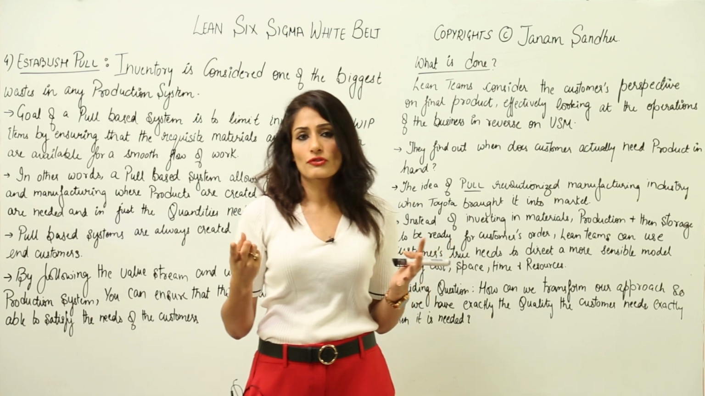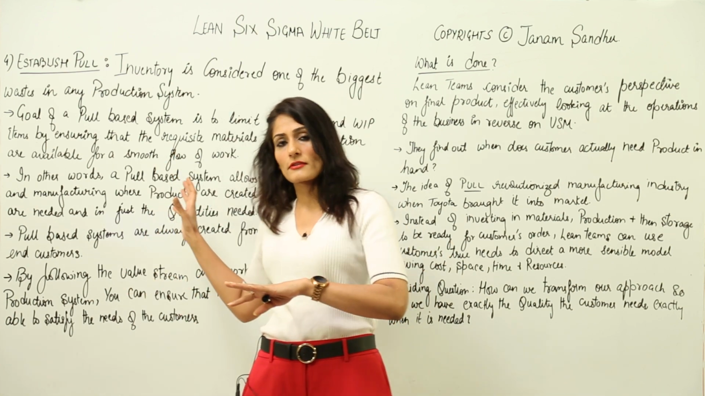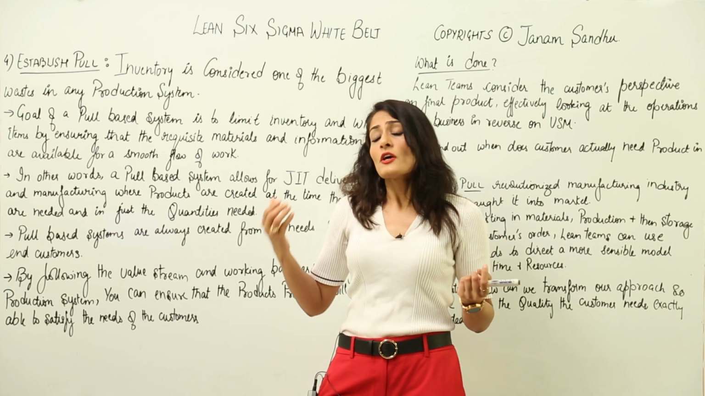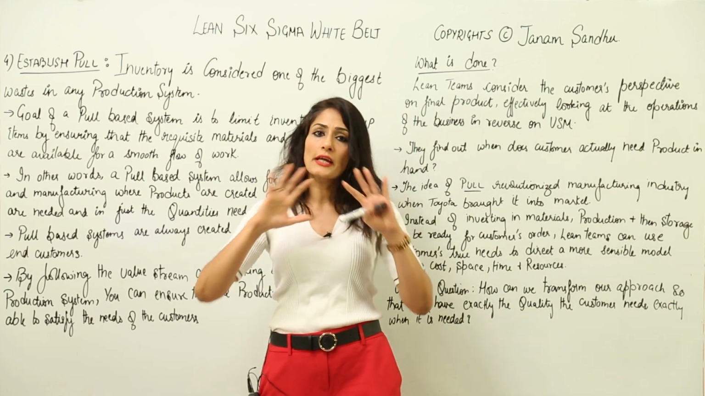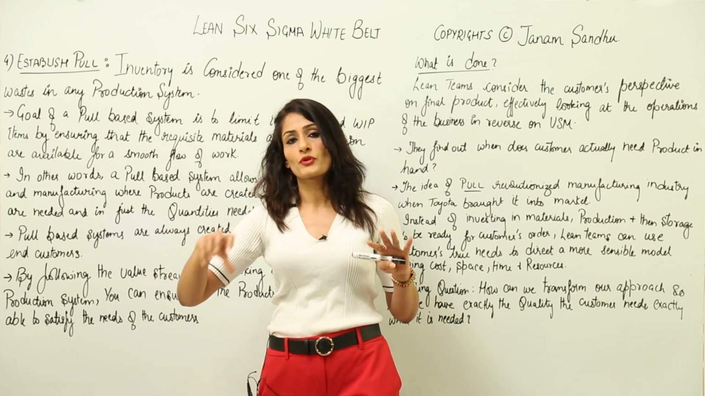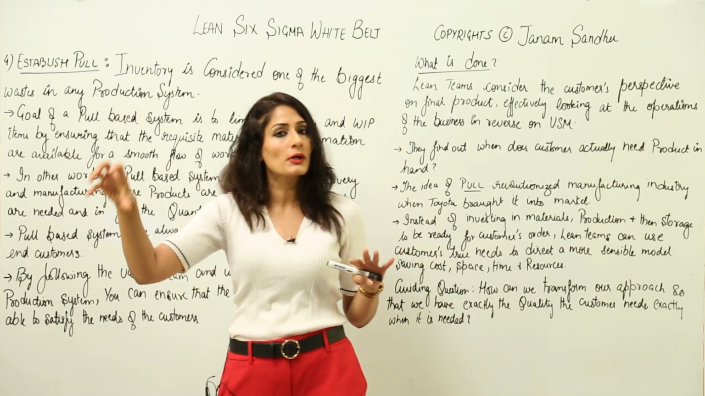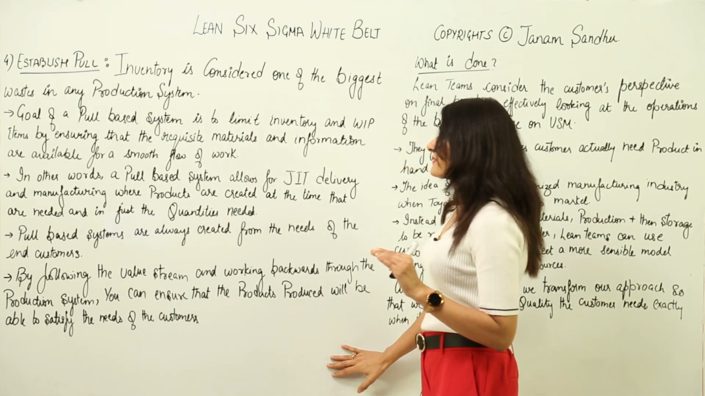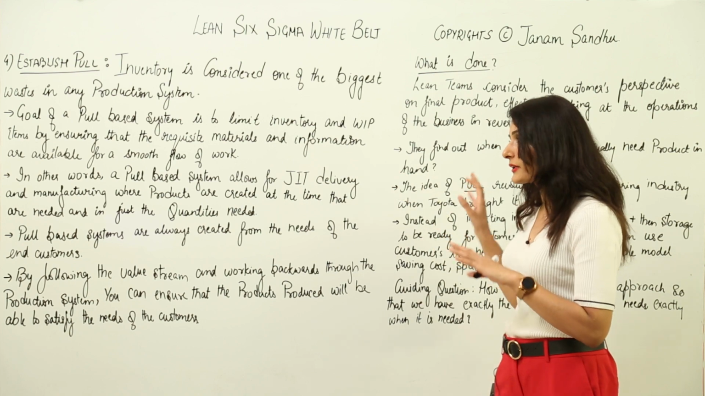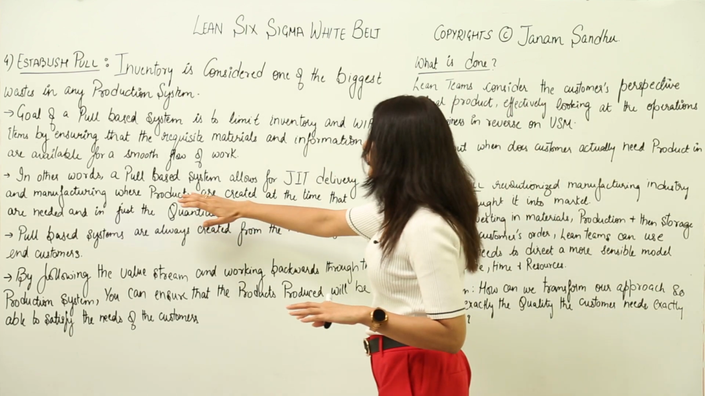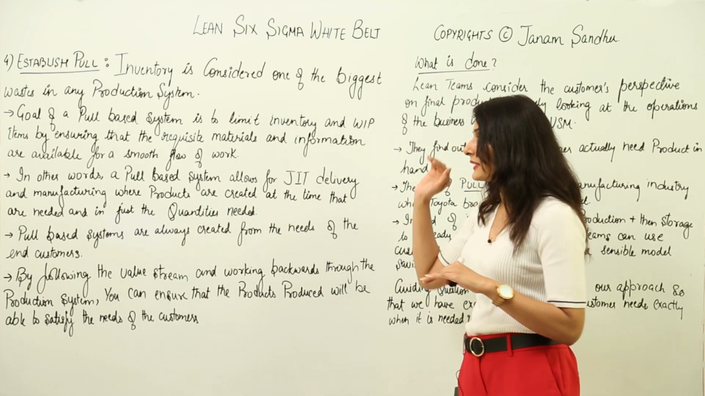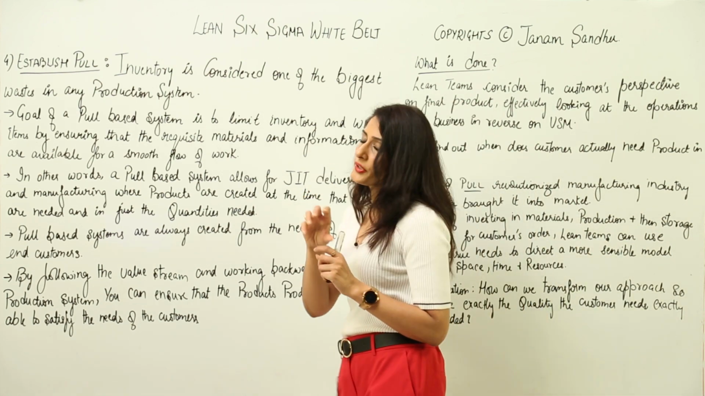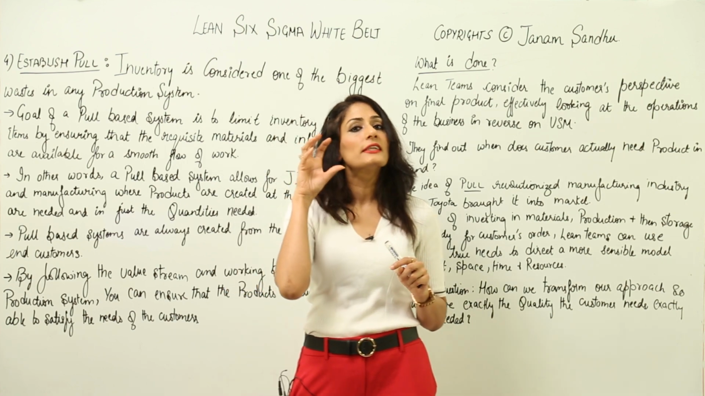So, again it is a waste, right. So, using this system, which was considered a revolution in the manufacturing system, we understand that we should free up our resources to create what is needed by the customer and when it is needed, fine. In other words, a pull based system allows for just in time delivery and manufacturing, where products are created at the time that they are needed and in just the quantities needed. So, simple thing: you create what is needed and in the quantity that is needed.